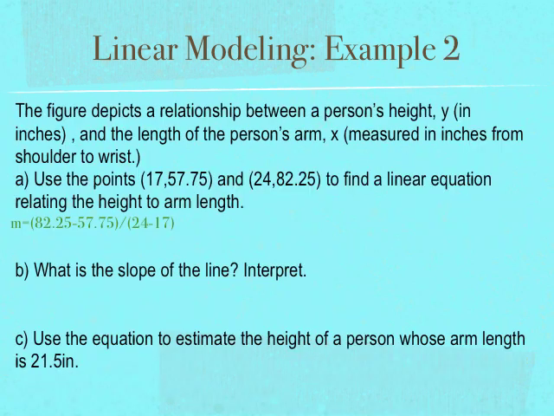Okay, here is our second example. The figure, which I lost in my computer somewhere, but you don't need it. So there used to be a graph here. It depicts a relationship between a person's height in inches and the length of a person's arm, also measured in inches, between their shoulder and the wrist. Use the points 17, so it's a 17-inch arm length, and then the height of 57.75 inches. And another point, so this is another person with a 24-inch arm length, and they are very tall at 82.25 inches, to find a linear equation relating the height to the arm length.